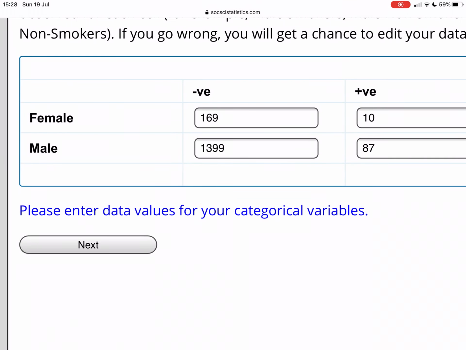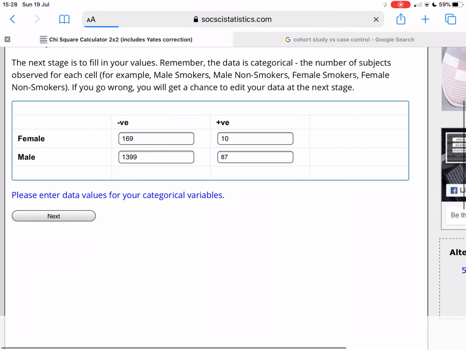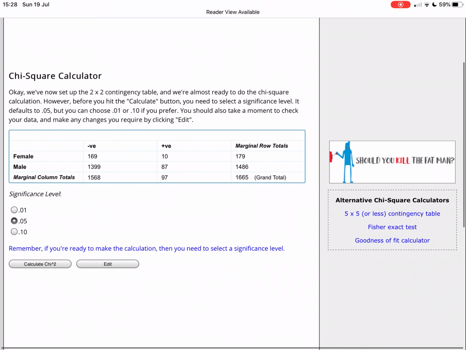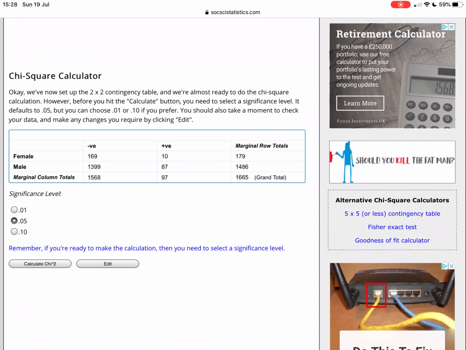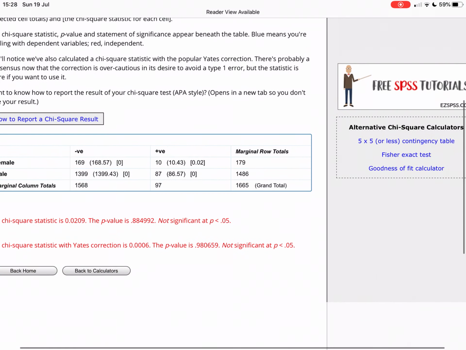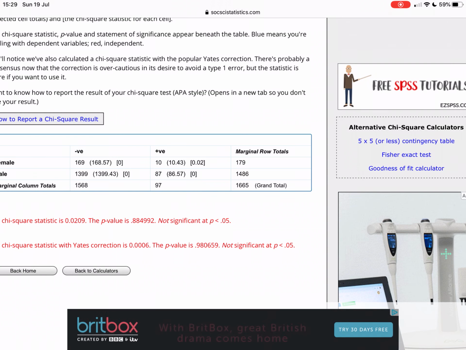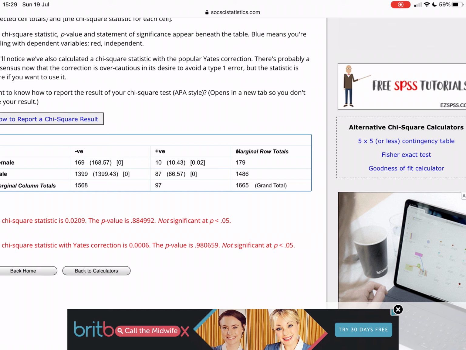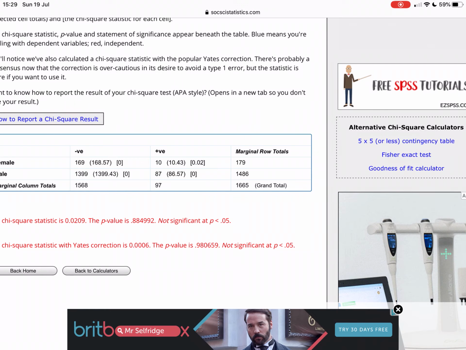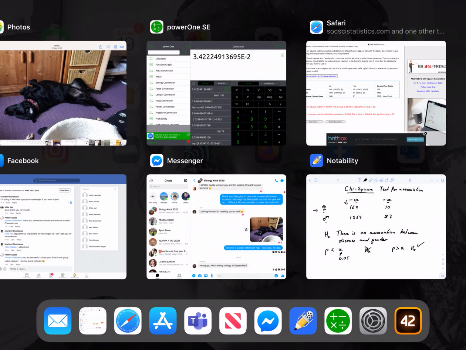So let's ask the computer to calculate that. So we've got that, and we now need to identify the significance level. That's our alpha, and we set this to 0.05, and now calculate the chi-square value. So here the chi-square value is 0.0209. The p-value is 0.885.